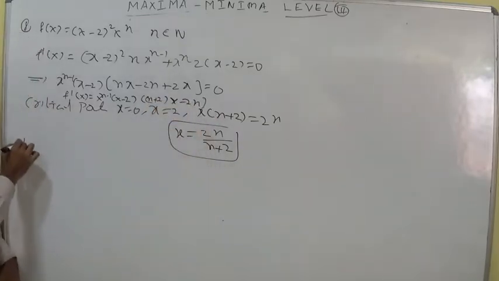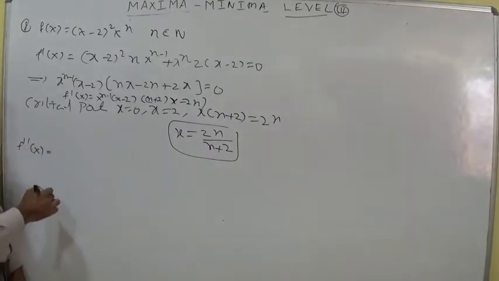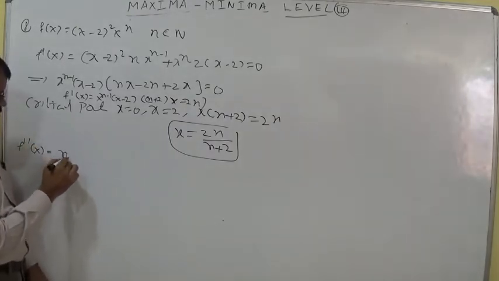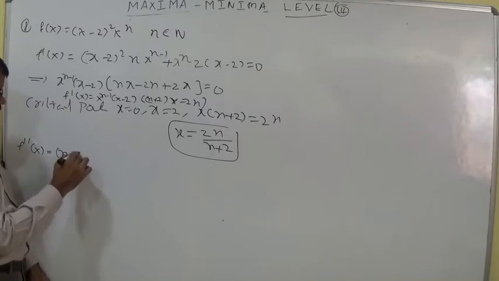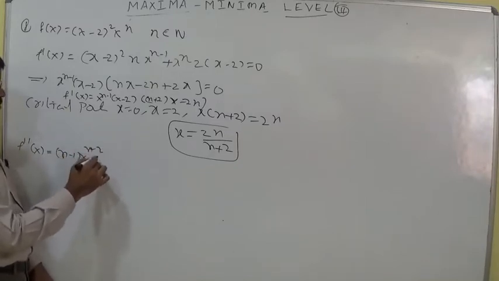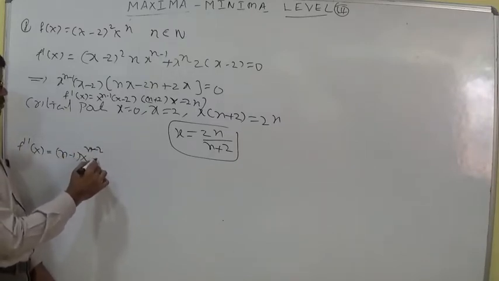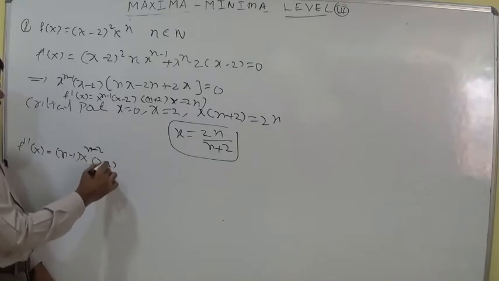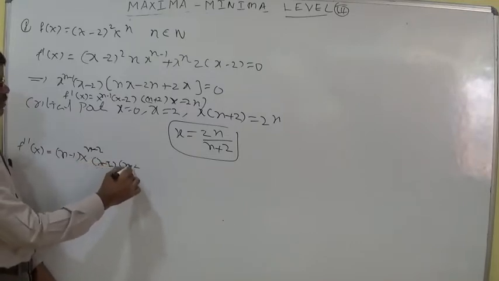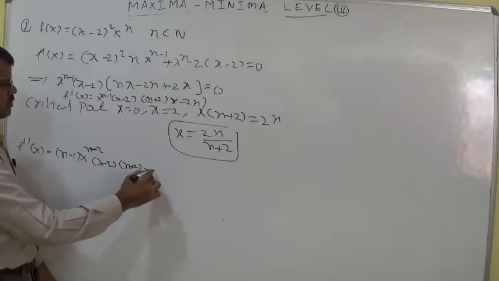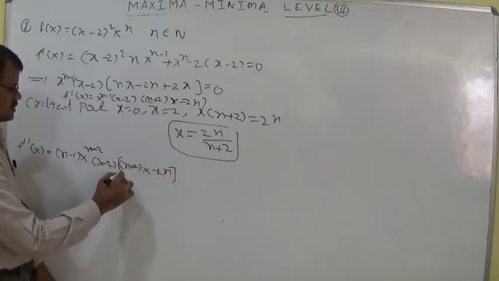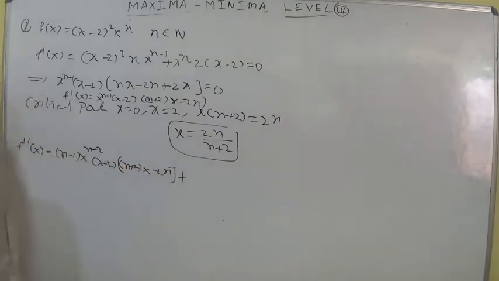Now I am writing f''(x), using the uv w rule. It is (n-1) x^(n-2) (x-2)((n+2)x - 2n), in a bracket. Plus, this is the first function's derivative completed.